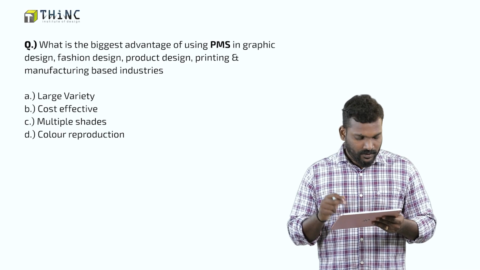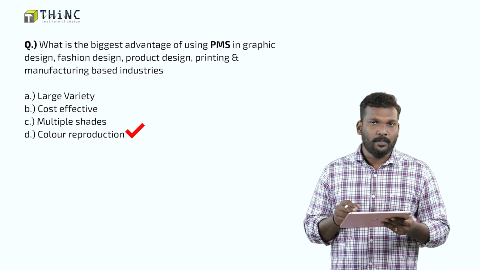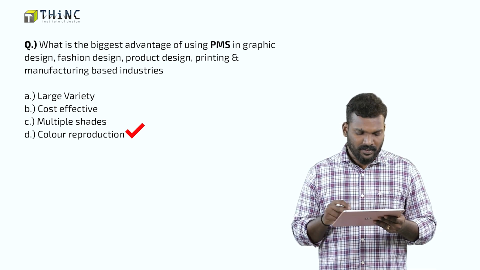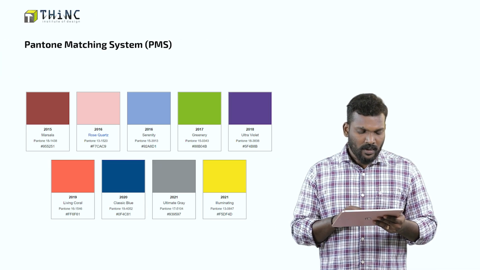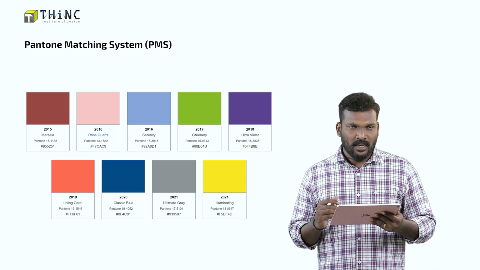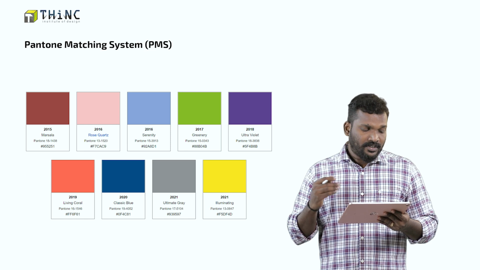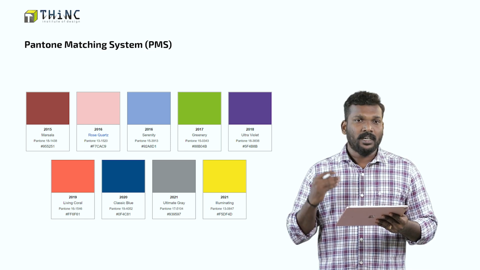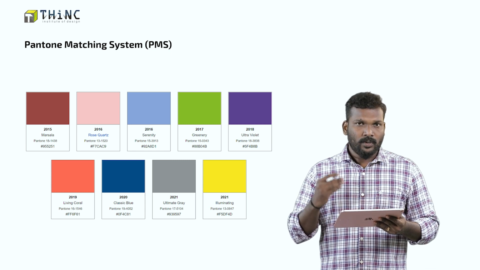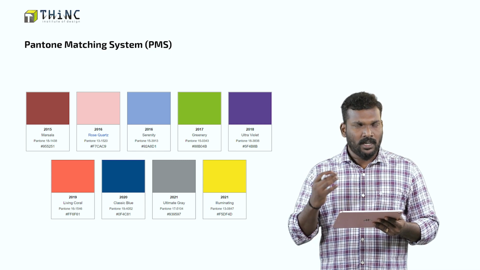So the answer is option D, color reproduction. So as you can see, what is exactly PMS? PMS stands for Pantone Matching System. Pantone is an American-based company which is into standardizing color reproduction and color management systems for different types of color-based industries. So every year they launch a color of the year.